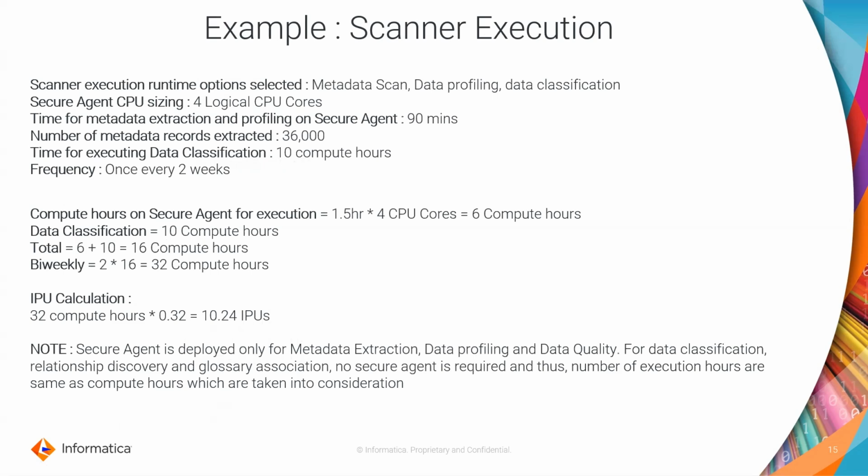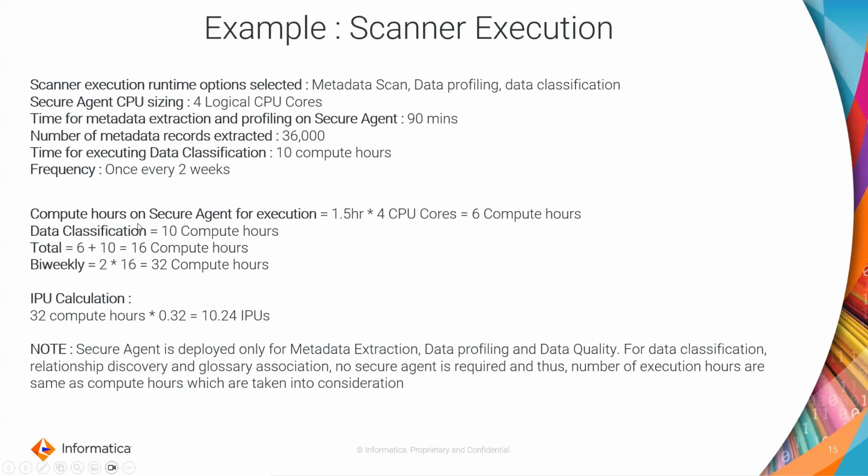So far, we discussed both the record-based meters. Now coming to the scanner execution. The scanner execution runtime options selected by the governance administrator are metadata scan, data profiling, and data classification. Secure agent CPU sizing is 4 logical CPU cores. Time for metadata extraction and profiling is 90 minutes. Number of metadata records extracted is 36,000, and the time taken for data classification is 10 hours. And the frequency is every 2 weeks.